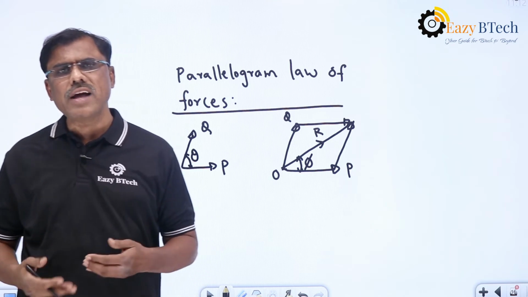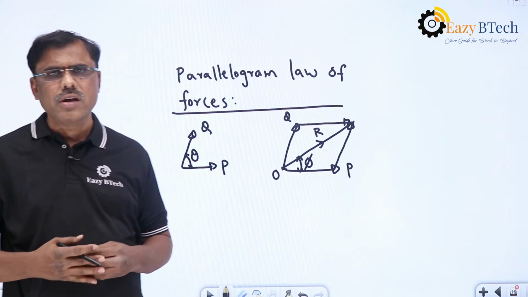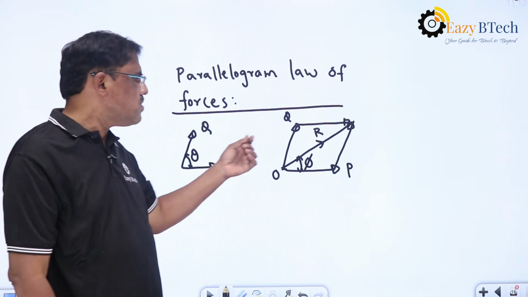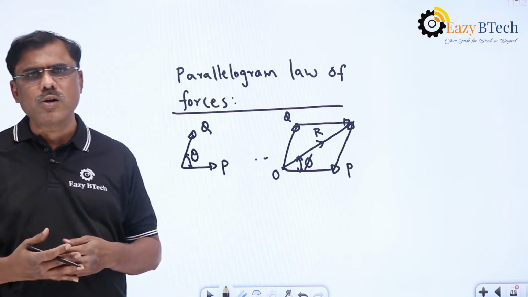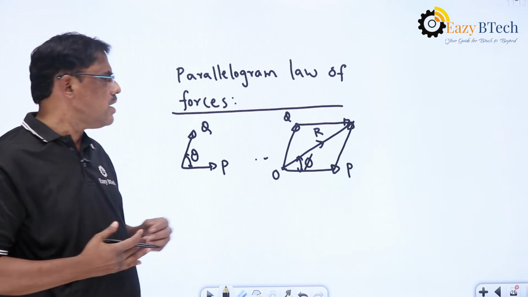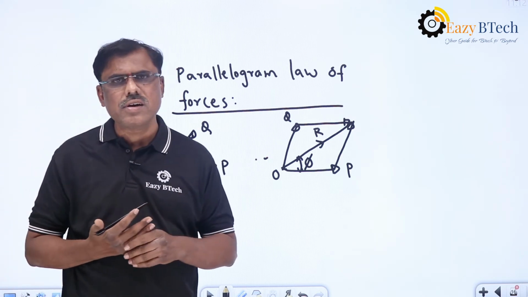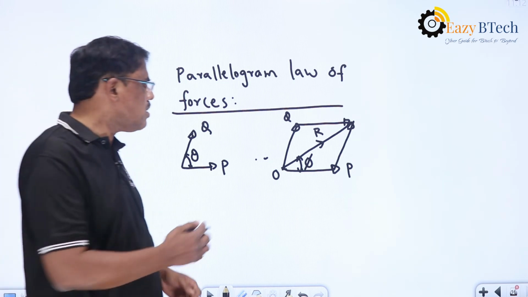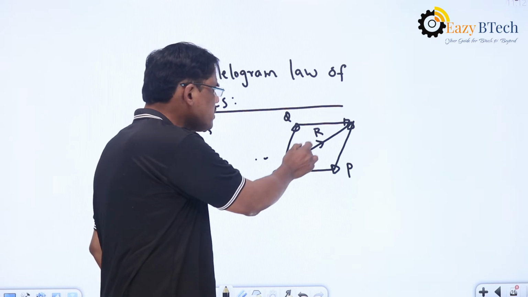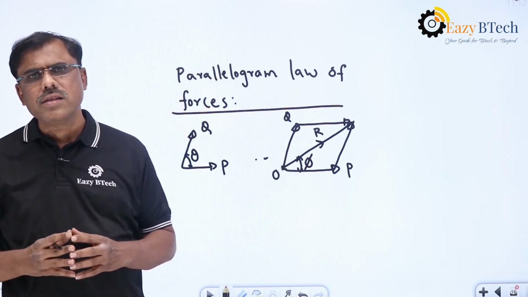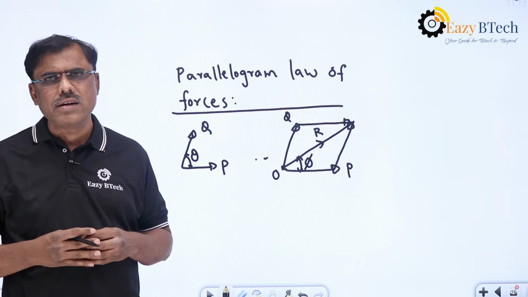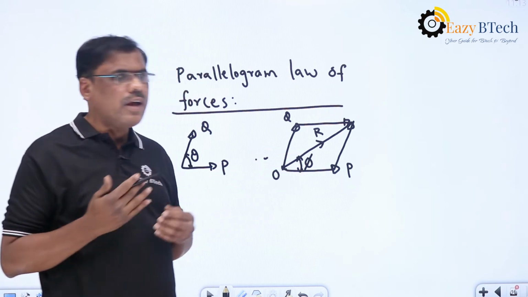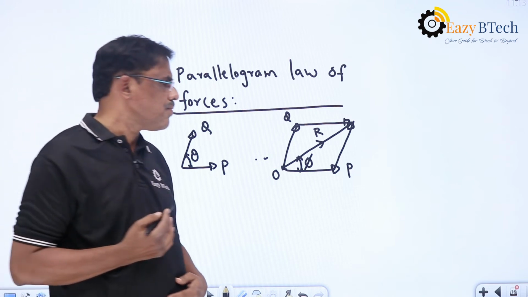And what is meant by the parallelogram law of forces here? If the given forces are represented as the sides of a parallelogram, and the parallelogram is constructed, then the diagonal passing through the intersection of these two forces represents the magnitude of the resultant, and the angle made by the resultant with P or Q gives the direction.